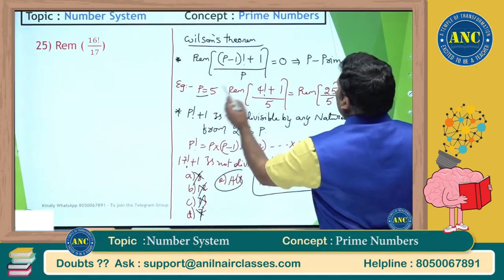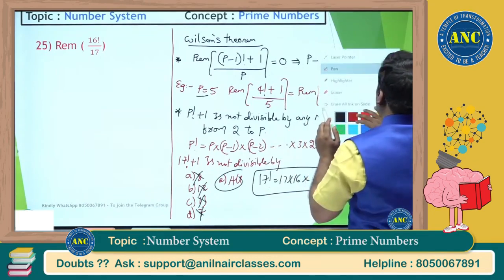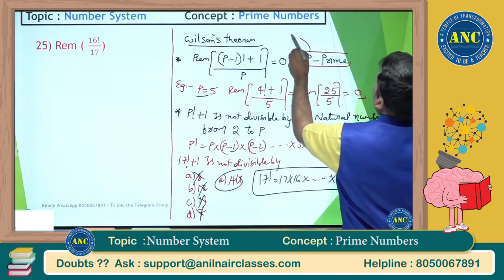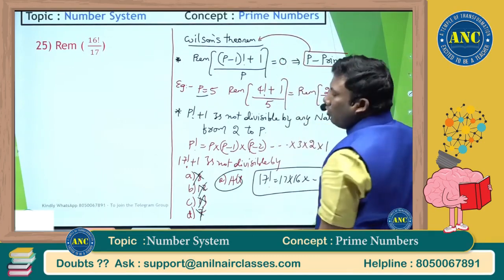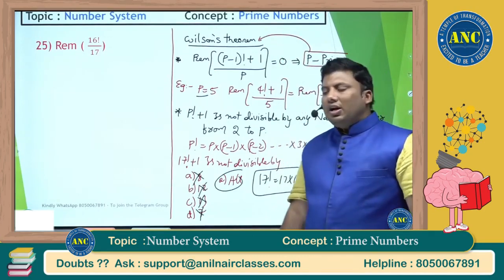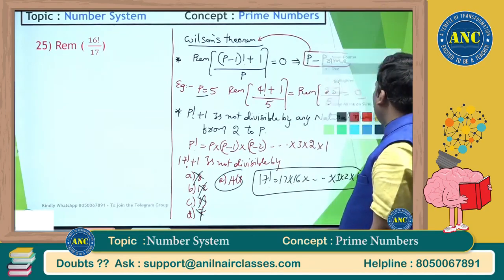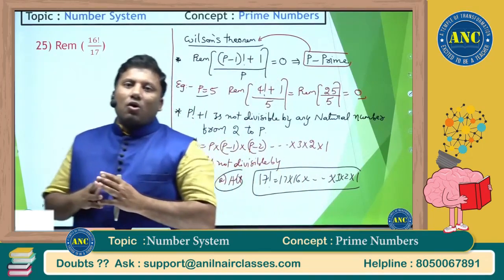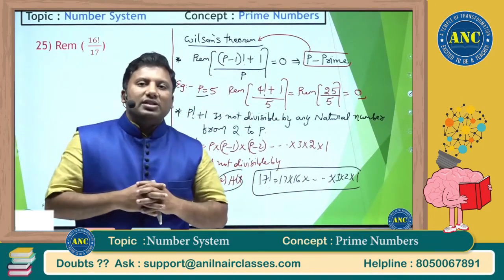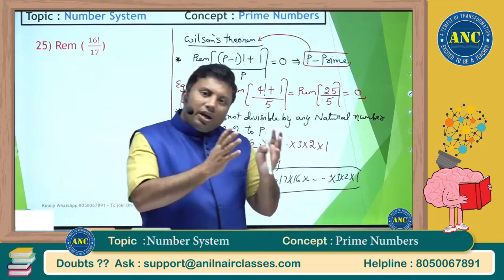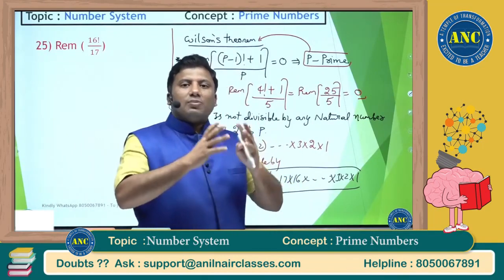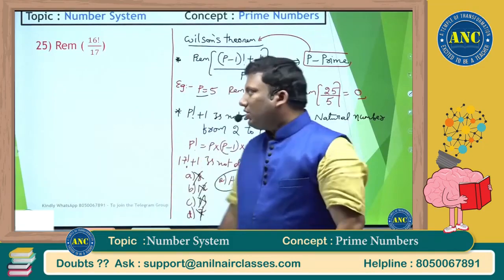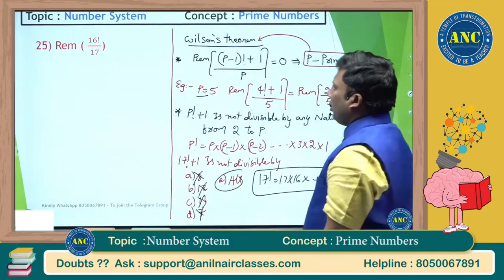One example. Wilson's theorem holds good only when the denominator is a prime number. Wilson's theorem, Fermat's theorem, all these hold good only when the denominator is a prime number. Then you can use other theorems like Euler's theorem when the denominator is a composite number. Now see here.